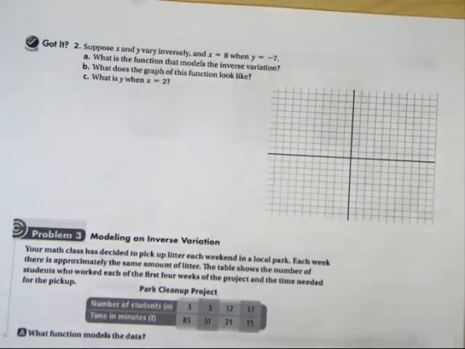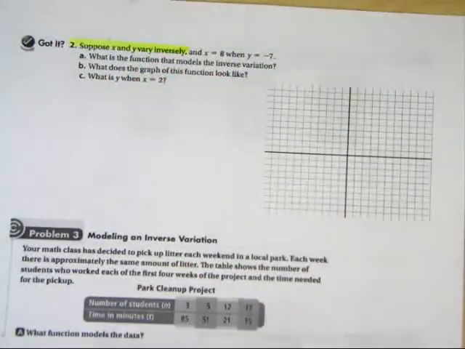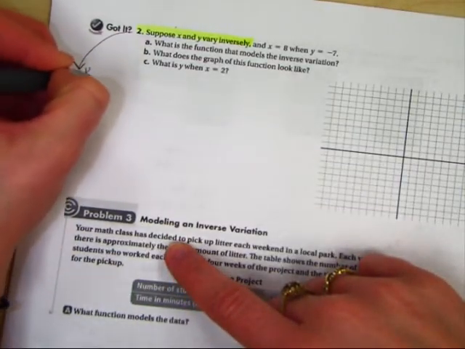The next problem, we're going to make the equation and do the graph again. I will pause the video to give you some time to plot your points. It says that x and y vary inversely. So right away, that leads me to understand that y equals k over x.